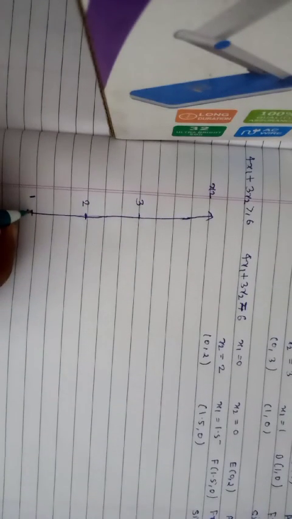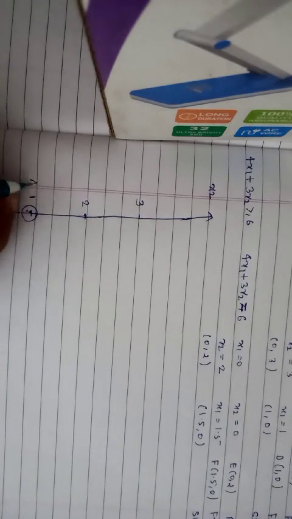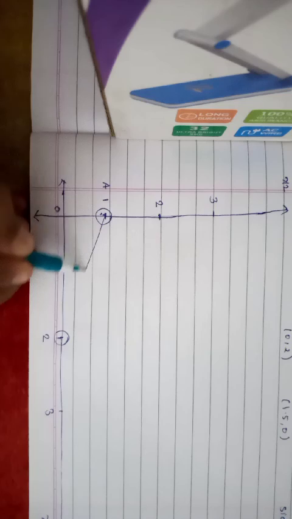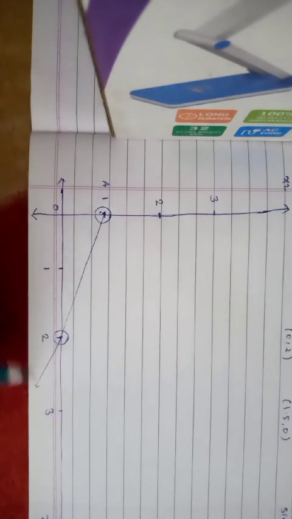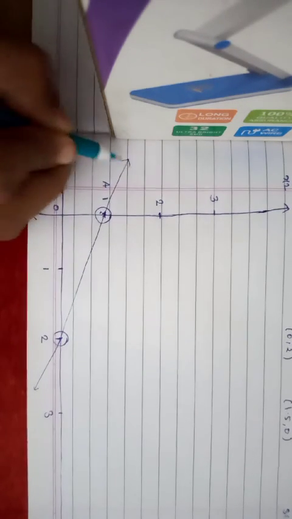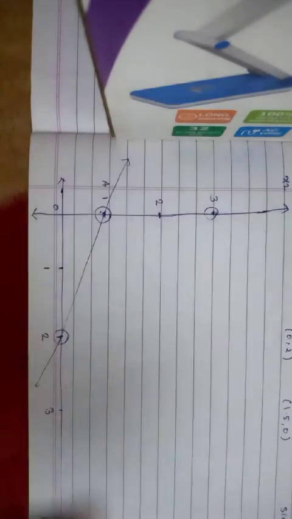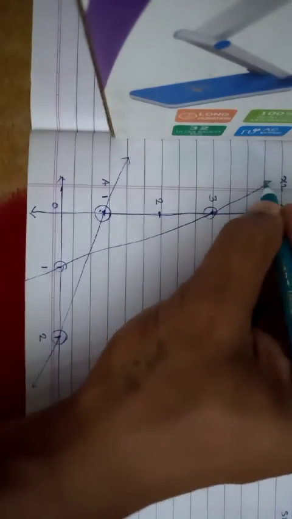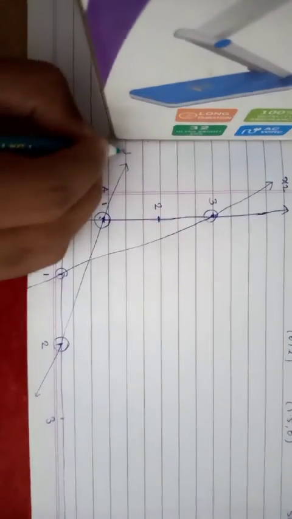First is 0 comma 1, so this is 0 and this is 1. This is your point A. The second point is 2 comma 0, so this point, and I will join this line. Next we have 0 comma 3, so this point, and 1 comma 0, so this point. Again you will join this line. This is your equation 1 and this is equation 2.